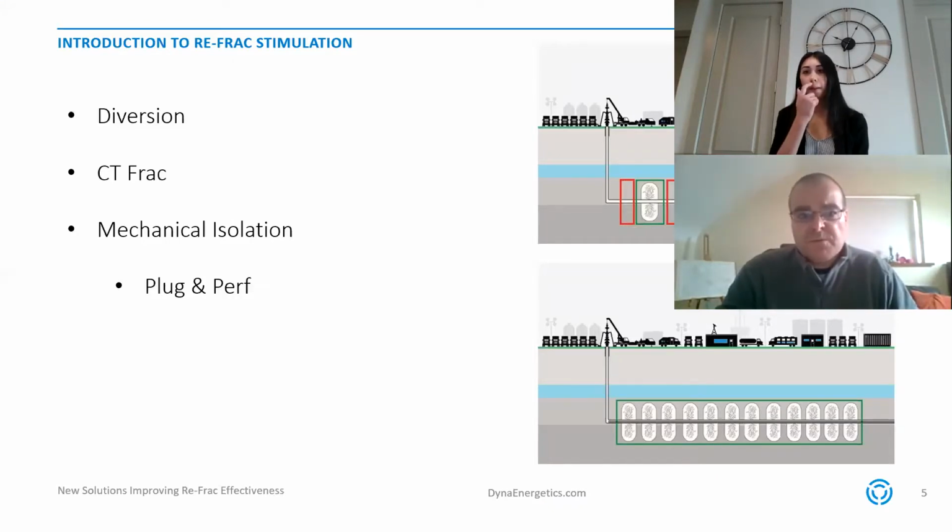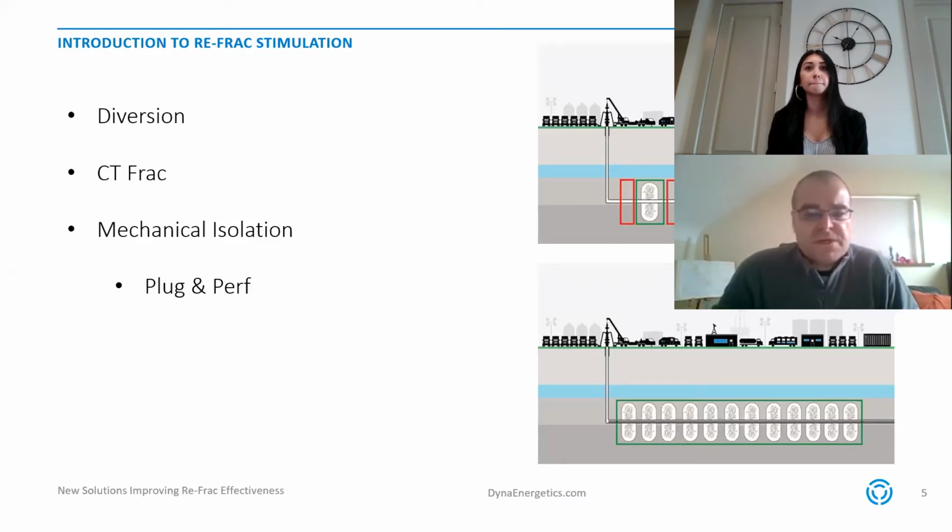The three most common ones are diversion, coiled tubing frac, and mechanical isolation. The diversion and coiled tubing frac applications work with the existing well infrastructure, and in the case of diversion, diverters are pumped to close off existing perfs, and we can shoot new perfs and frac those zones. Likewise, with coiled tubing frac, existing zones are straddled with straddle packers and shorter sections of tubing, and we're fracking through the tubing individual zones.